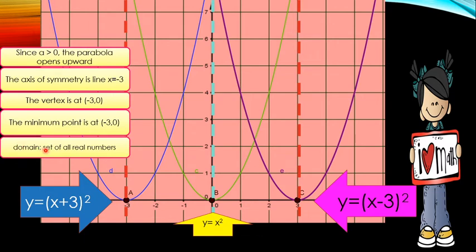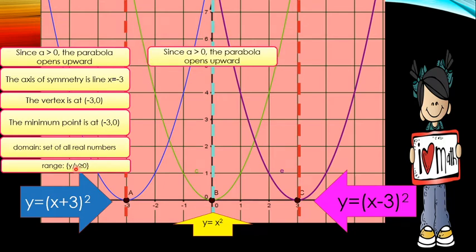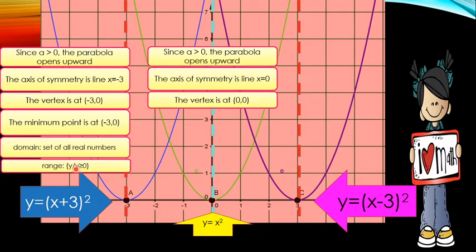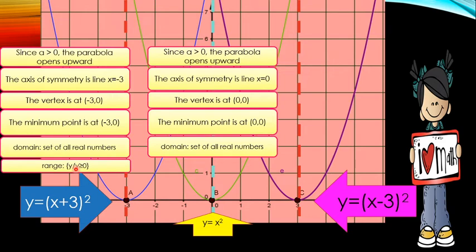Next, domain: the set of all real numbers as always. And the range, from 0 and up, we have y is greater than or equal to 0. Next function. Since a is greater than 0, the parabola opens upward. Axis of symmetry is 0. Vertex is at 0, 0. And the minimum point is at 0, 0. The domain are all the values of x. Next, the range. Since the parabola opens upward, it takes all the values of y which are greater than or equal to 0.